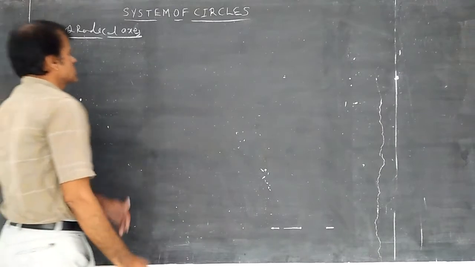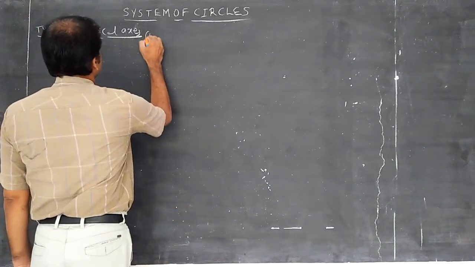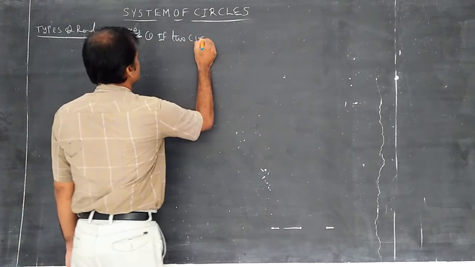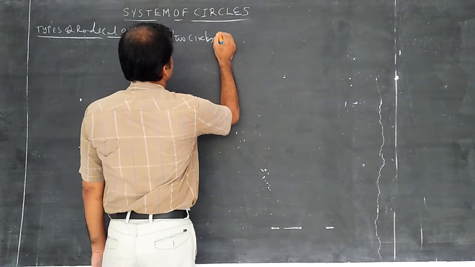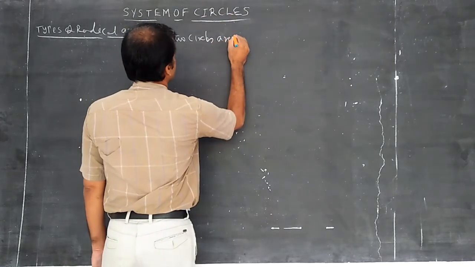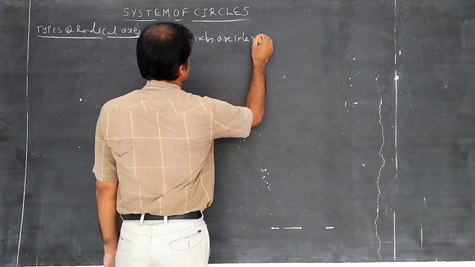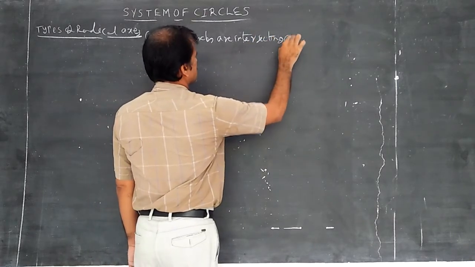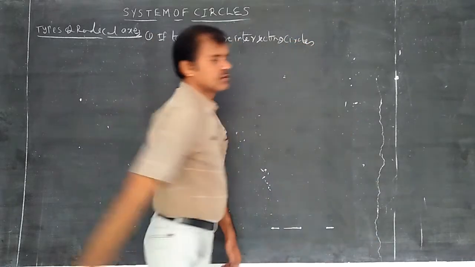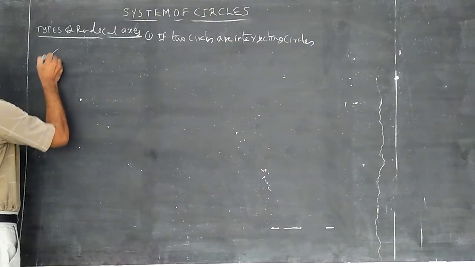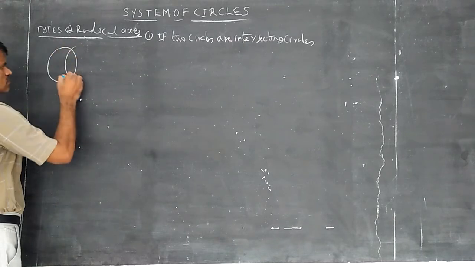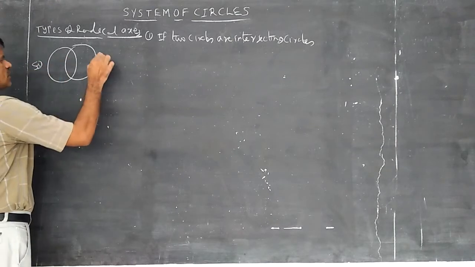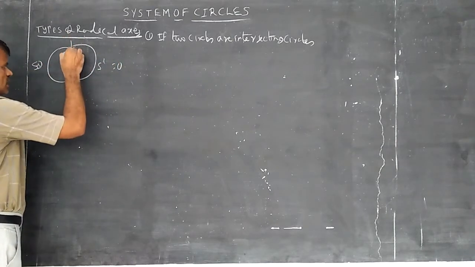Types of radical axis. First one, if two circles intersect, that is, intersecting circles. Whenever two circles are intersecting circles, draw like this. This is S equal to 0 and this is S dash equal to 0. This is the radical axis.